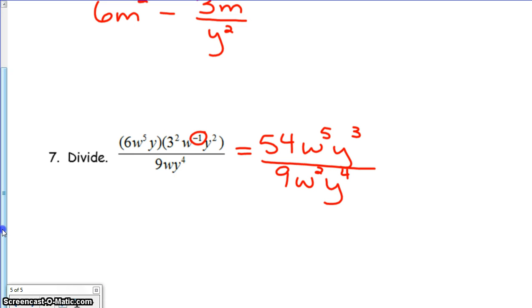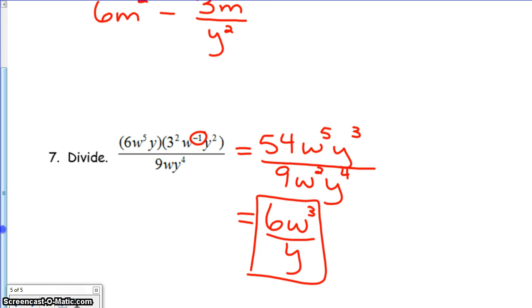Now I can simplify this using my division properties. I get 6w cubed over y. Remember, division means you subtract your exponents. Simplify the coefficients by using your regular division properties.